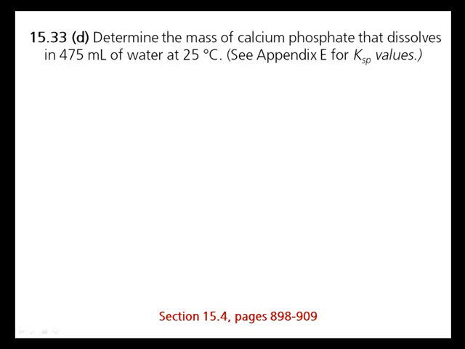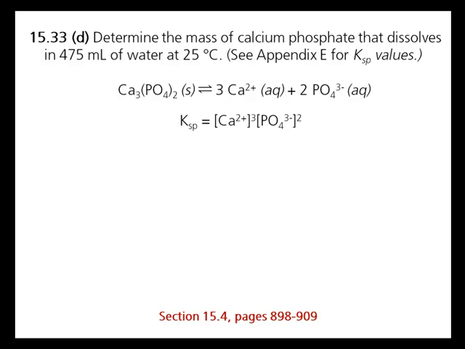We can use a Ksp value to determine the solubility of a sparingly soluble salt. In this problem, the salt is calcium phosphate. The equilibrium between calcium phosphate and its ions in water is this. Calcium phosphate dissolves to give 3 calcium ions and 2 phosphate ions.